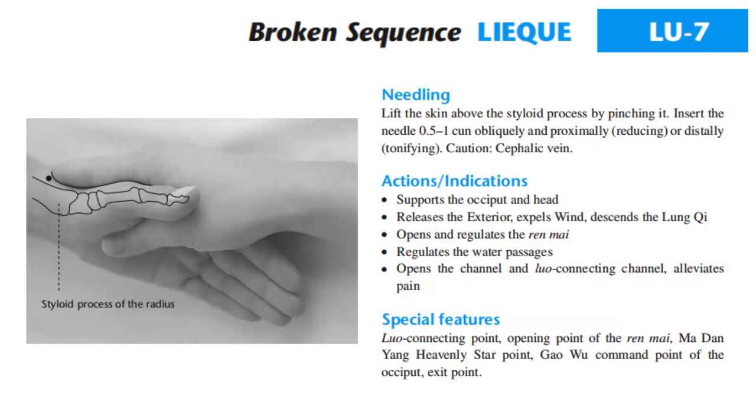Special features of Lung 7: Luo-connecting point, opening point of the Ren Mai, Ma Danyang heavenly star point, Gao Wu command point of the occiput, exit point.